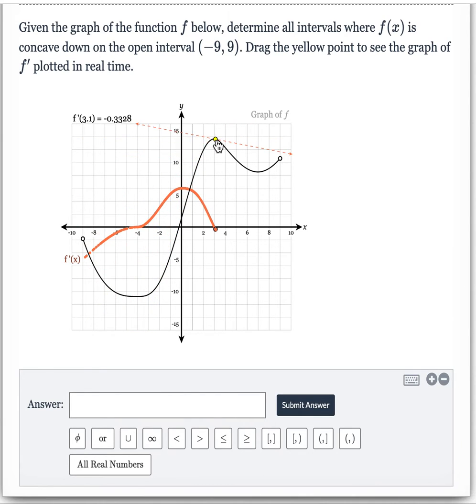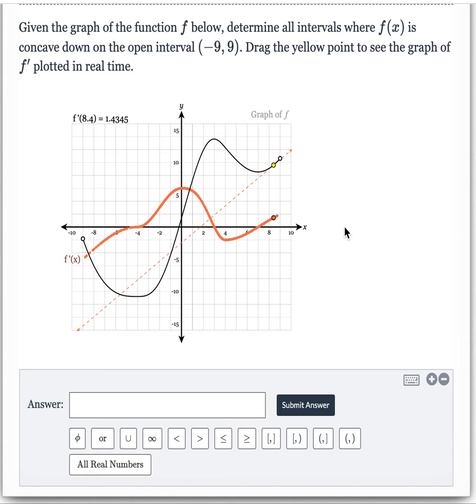Then again, it reaches that top where the slope is 0. So notice now I have an x-intercept of 0. Back to negative slope, and then it switches back to positive slope. Okay, so what's in black is the graph of f. What's in orange is the graph of f prime.